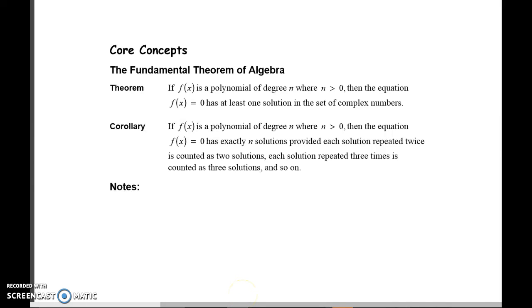Today we will begin section 4.6. The first thing I'd like you to look at is journal page 103. You can see the fundamental theorem of algebra here. We have a theorem and a corollary for you to look at.